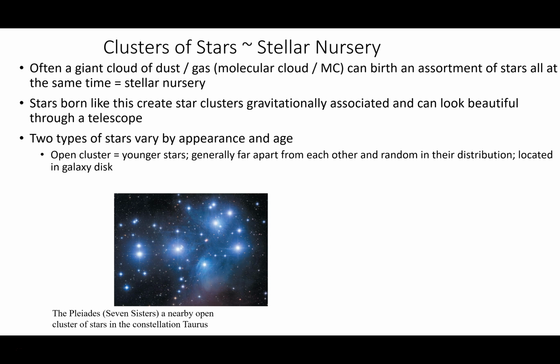So we end up with these clusters of stars. We have two types of clusters of stars. We have open clusters of stars. This is an example. Some of us saw this through the telescope. This is the Seven Sisters, or the Pleiades, in the constellation Taurus. Looks like the Little Dipper, right? You can also just see a little bit of the nebulosity. It's just beautiful. So this is an example of an open cluster.